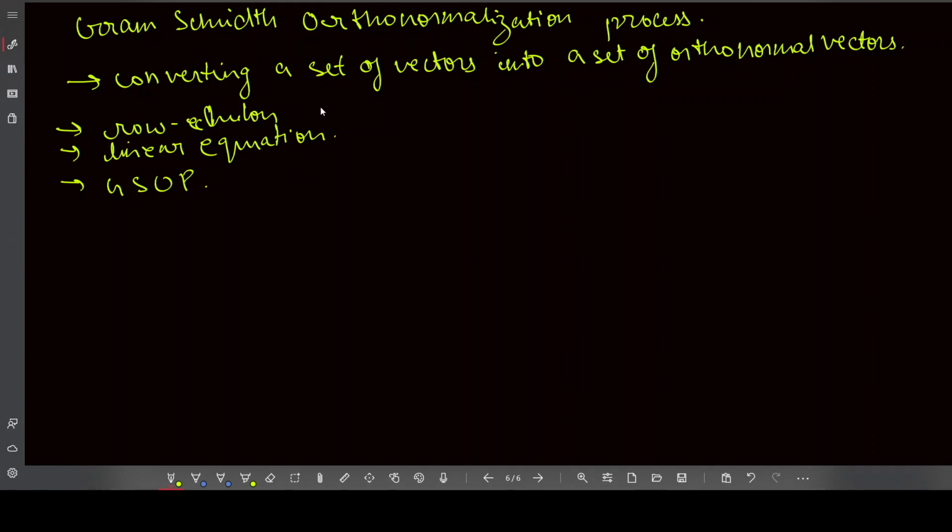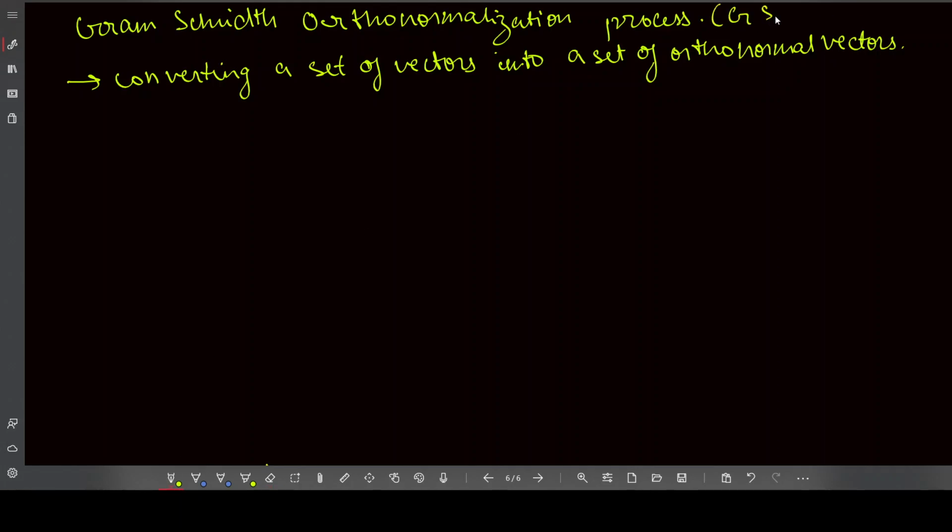Row echelon form, I don't like it because it requires a lot of trial and error, right? You have to first convert your matrix into a reduced form using Gaussian elimination, and Gaussian elimination involves a lot of trial and error. You have to see what row to subtract from which one and all of that. And linear equations, I don't know why anyone would want to do this. This is so long. So I follow GSOP. There are at least 10 different methods to do this. You can follow anything you like, but for all practical purposes, I'll be explaining GSOP. I'll call it GSOP from now on.